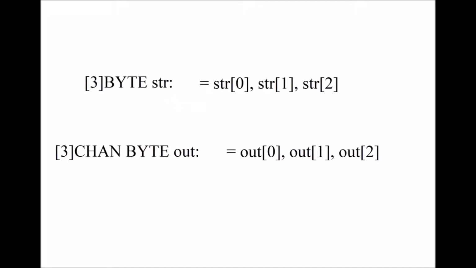We've seen byte vectors before, so here we have 3 byte vectors of string, which is equivalent to string 0, string 1, and string 2. Well, we can also have channel byte vectors. So 3 channel byte out is the equivalent of out 0, out 1, and out 2. So this allows us to define things under programmable control, which is very convenient when you need to change things every now and again.